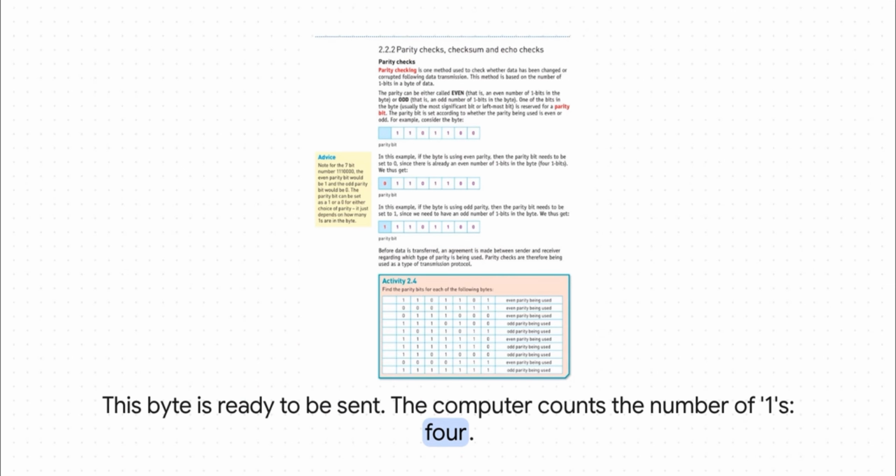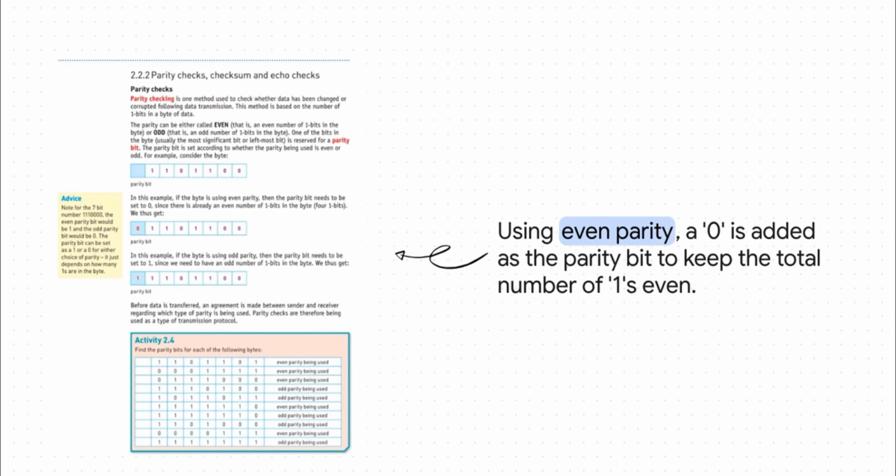All right, let's see how this thing actually works. Imagine this is a byte of data, a little string of ones and zeros, all ready to be sent out. Before it goes anywhere, the computer sending it does a super quick count of all the ones. In this case, let's count them up. Yep, we've got 4 of them. Okay, now here's the clever part.